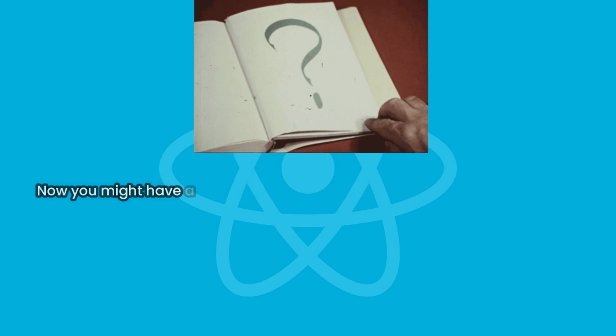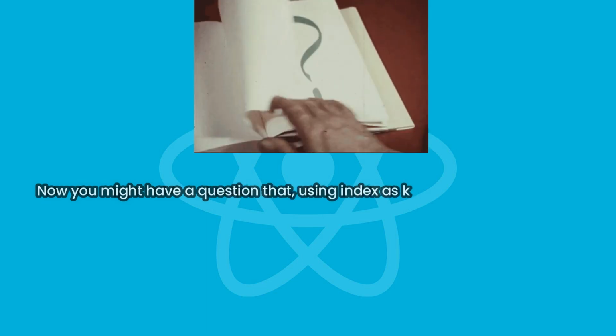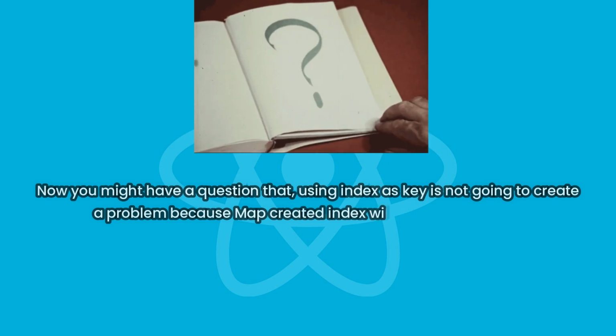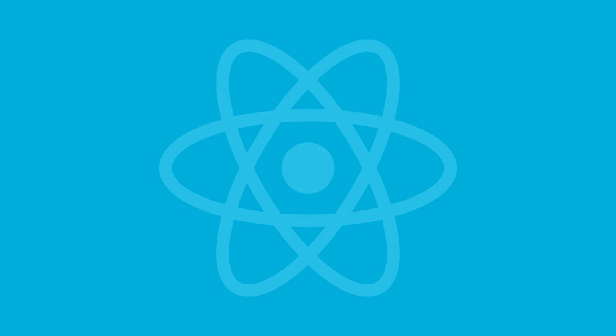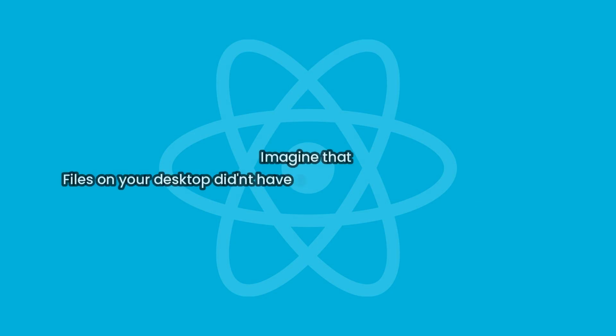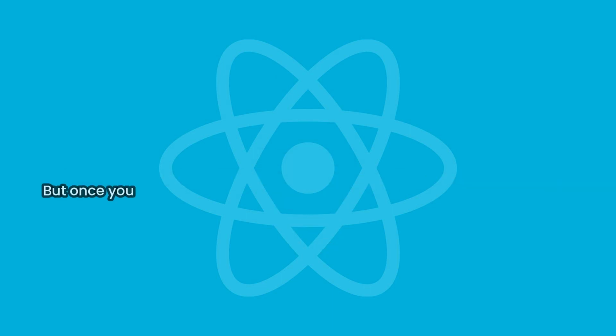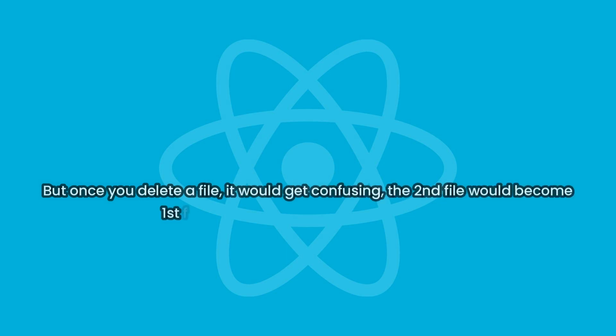Now you might have a question: then using index as key is not going to create a problem, because the map's index will always be unique. To understand this, let me give you another example. Imagine that files on your desktop didn't have any names. Instead, you refer to them by their order number, like the first file, the second file, etc. But once you delete a file, it would get confusing. The second file will become the first file, the third file will become the second file.